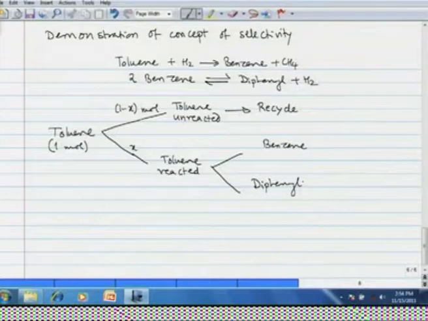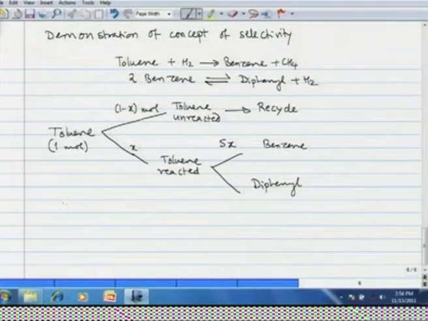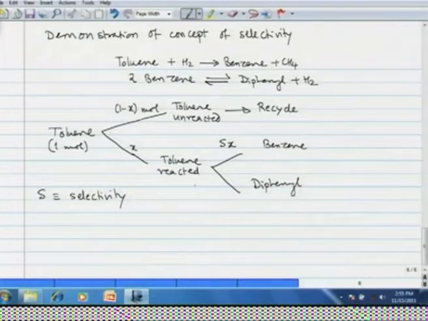If we use the first definition of selectivity, that is moles of desired product divided by moles of the reactant reacted, then the moles of benzene that are formed are S into X, where S is the selectivity. Now, stoichiometry from toluene to benzene conversion is 1, but from benzene to diphenyl conversion is 2. Therefore, the moles of diphenyl that form are half into (1 minus S) into X. So, 1 minus S is the loss of selectivity.